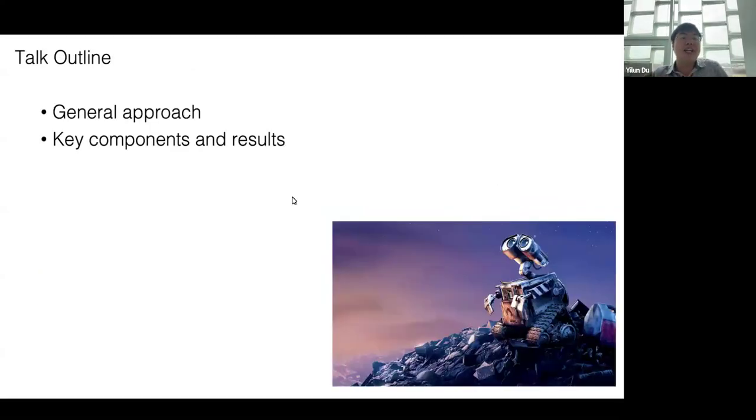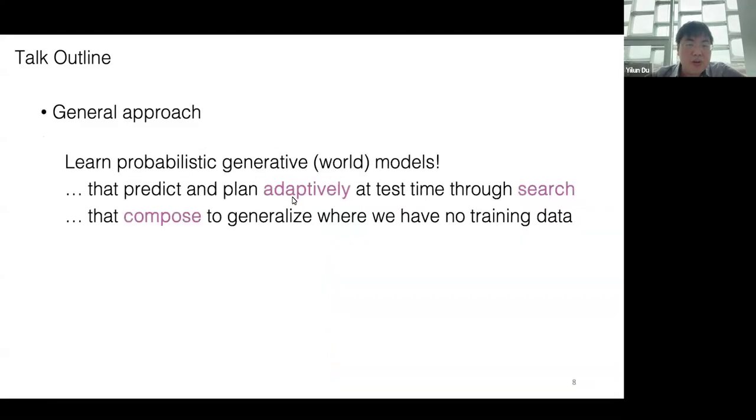In this talk, I'll outline a general approach to this problem of generalizing outside the training distribution, and then talk about some key components and results. The general approach is that we should learn generative models of the world, in particular probabilistic generative models. By learning these, we can plan adaptively at test time with search, and build them compositionally out of individual components so that the world models can generalize to areas where we don't have any training data.